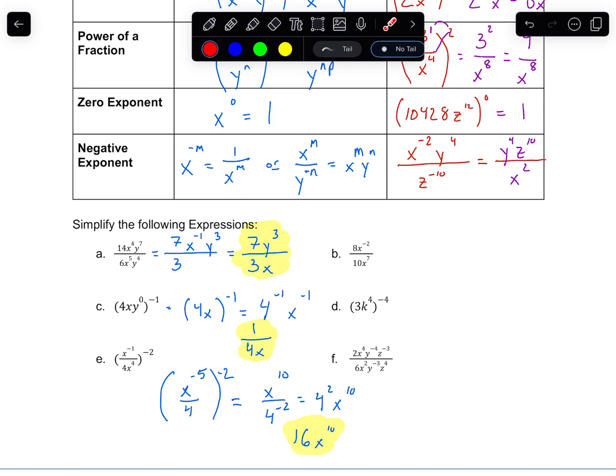So go ahead and pause the video, knock out B, D, and F, check your answers, and then once you've got everything lined up, looks good, you can move on to the next part of the video.